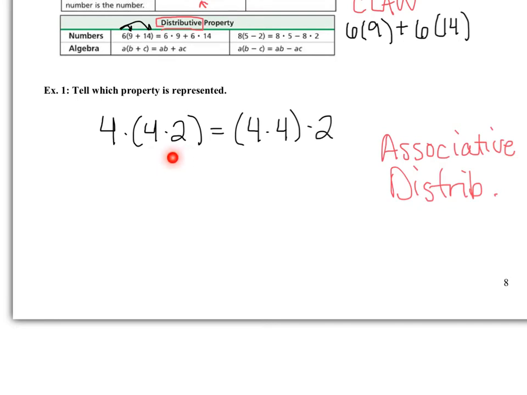Here, 4 and 2 are friends, 4 got kicked out, 4 and 4 are friends, 2 got kicked out. But the parentheses just change what you multiply first. So since I have parentheses and both of my operations are the same, in the same order, it's just that one person got kicked out, then that represents the associative property.